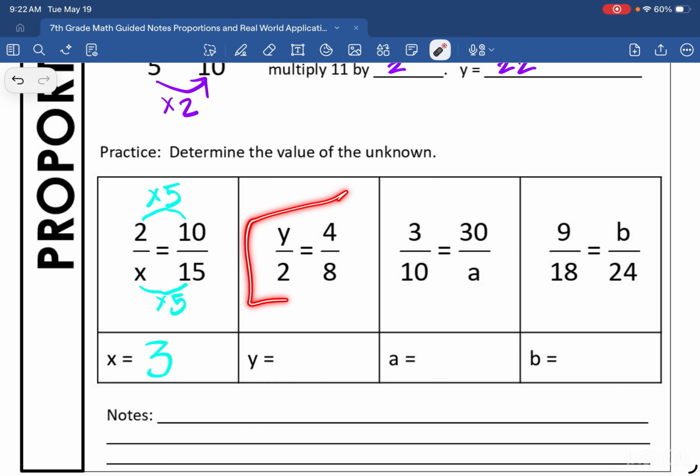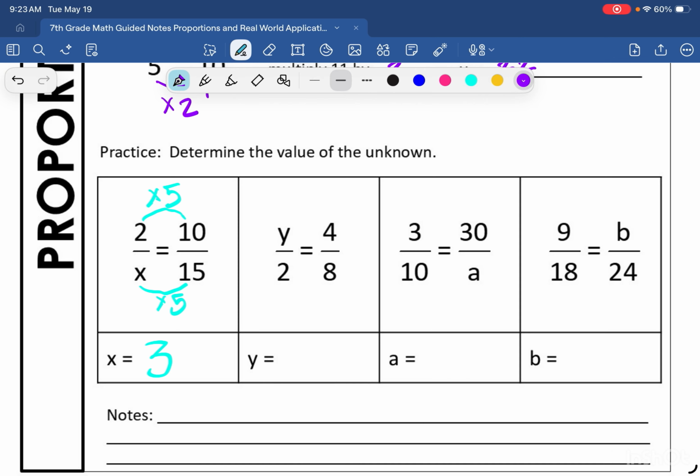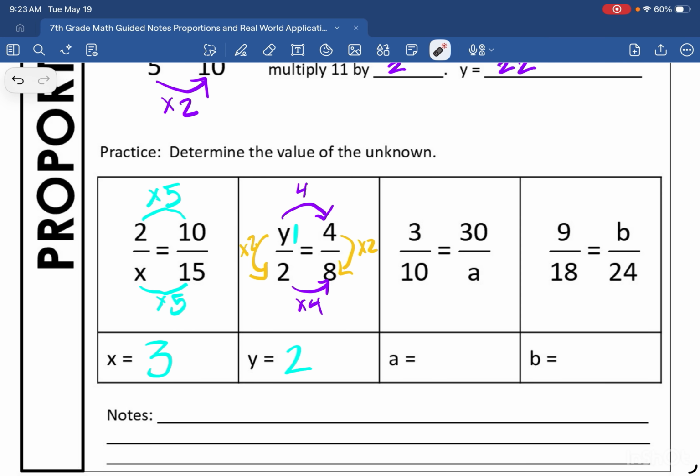Looking at this one right here, I notice that horizontally it is multiplied by 4. I may also notice that going this direction, vertically, it's multiplied by 2. I can do either one, and it's going to give me the same answer. Some number times 4 equals 4, so that number must be 1. Going vertically, that number times 2 is 2. I don't need to do it both ways, but I can. So y equals 2.